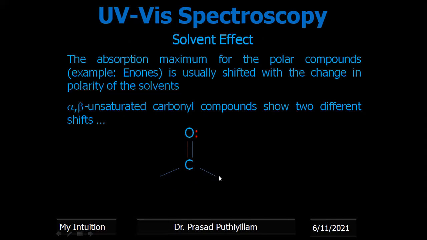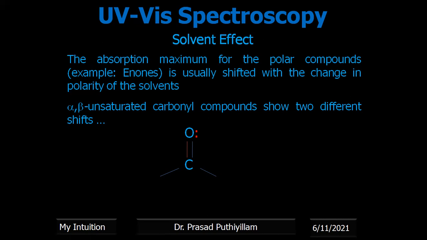If any one of the valency is substituted by hydrogen, we call it an aldehyde. Therefore, alpha beta unsaturation means the next carbon connected to this functional group is called the alpha carbon, and the next carbon after that is the beta carbon. From alpha carbon to beta carbon, if there is a double bond or triple bond present, we call it an alpha beta unsaturated carbonyl compound.